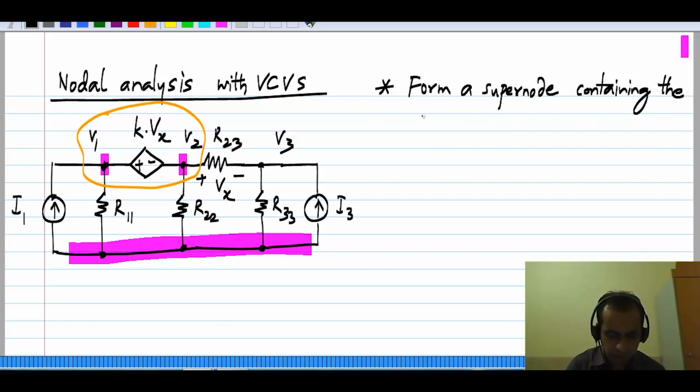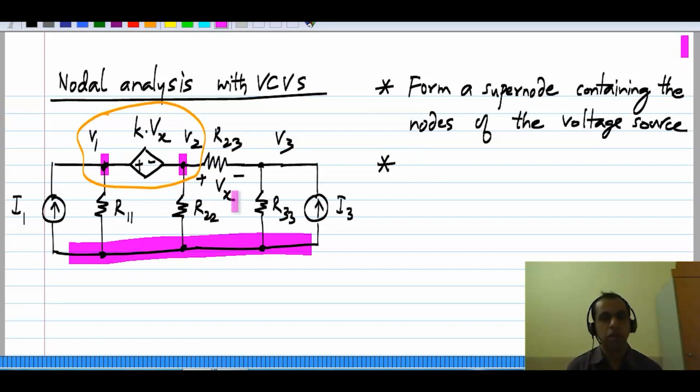Form a supernode containing the nodes of the voltage source, and for the entire supernode you write the KCL equation as usual, and also for remaining nodes you write the KCL equations as usual.